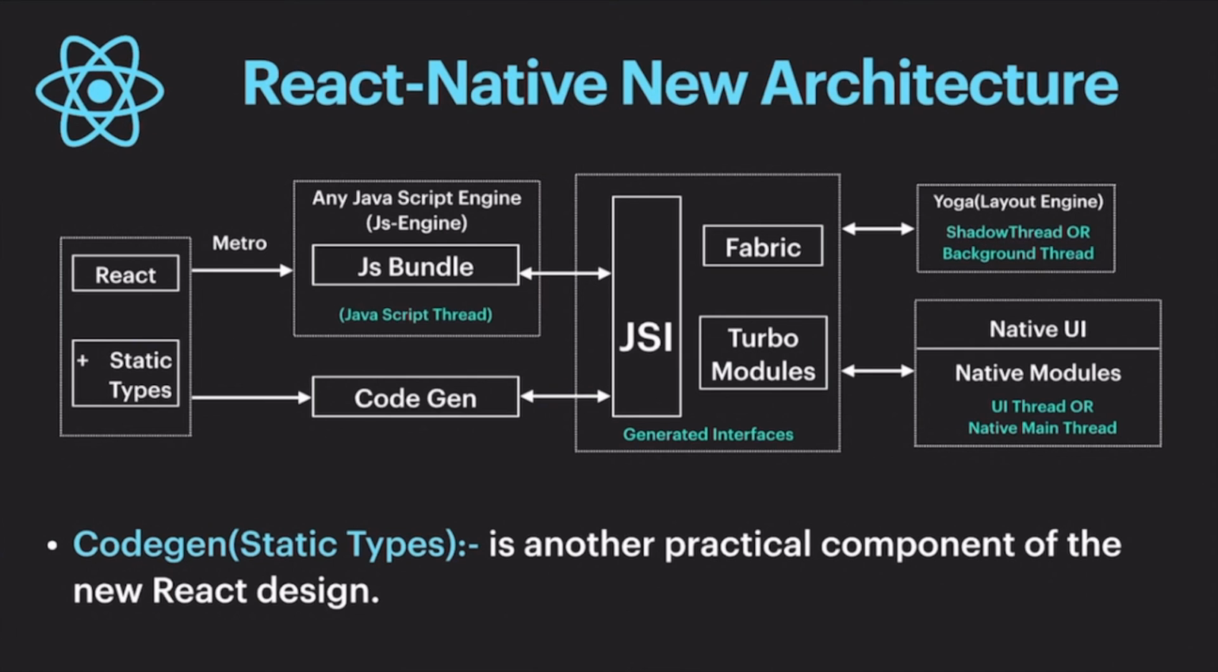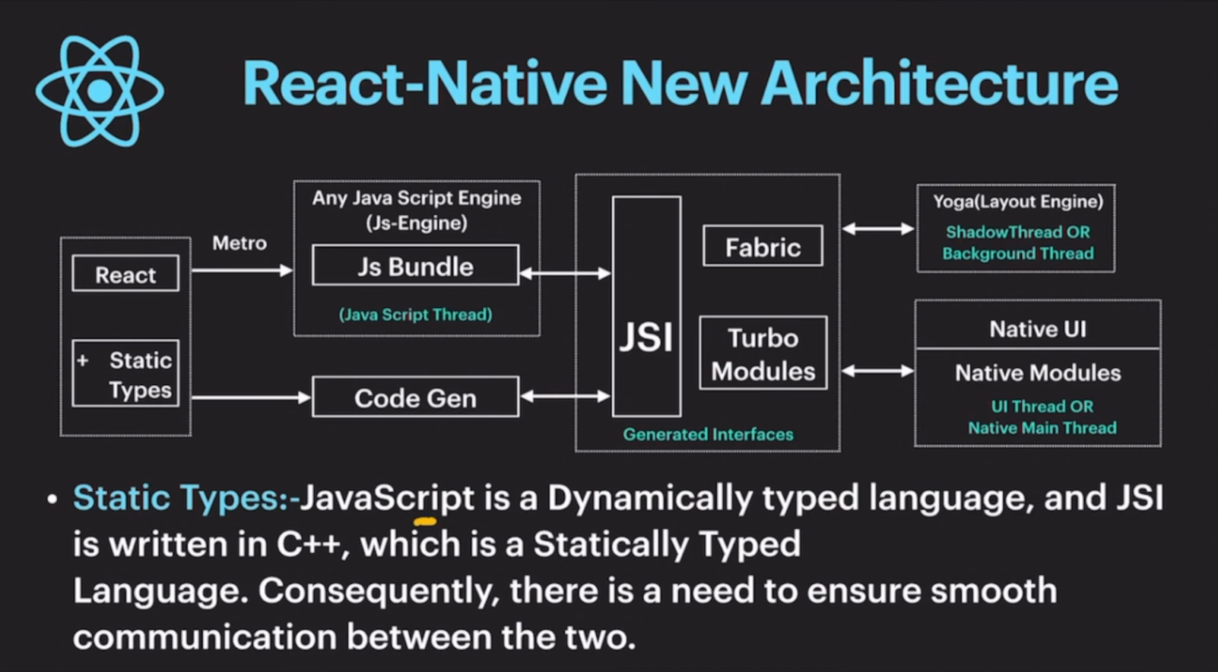Next thing is code generation. Static typing and code generation are also new in the React Native new architecture. This is another practical component of the React Native design. JavaScript is a dynamically typed language, and JSI, which we have already discussed, is written in C++, which is a statically typed language.